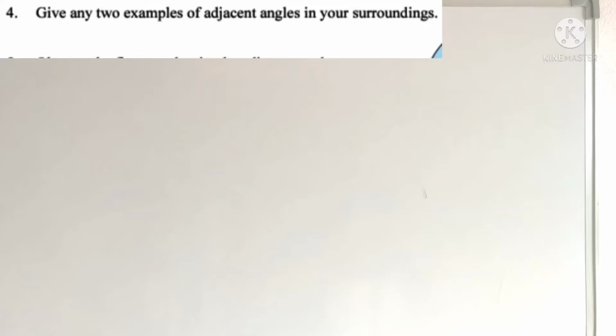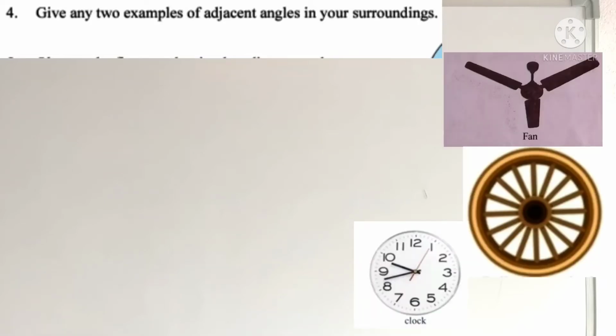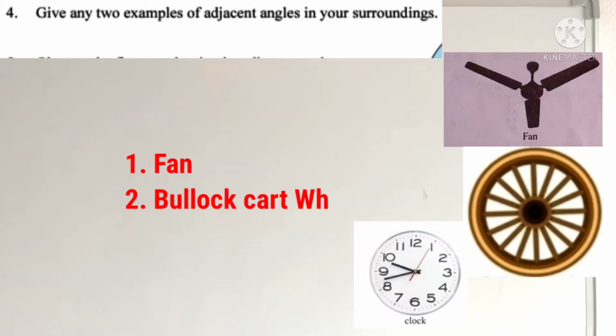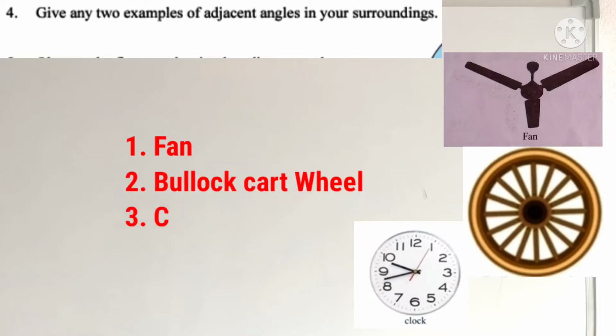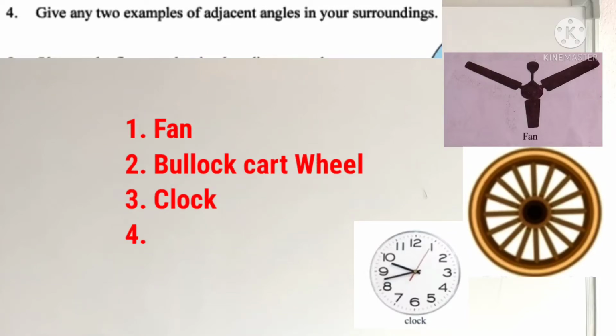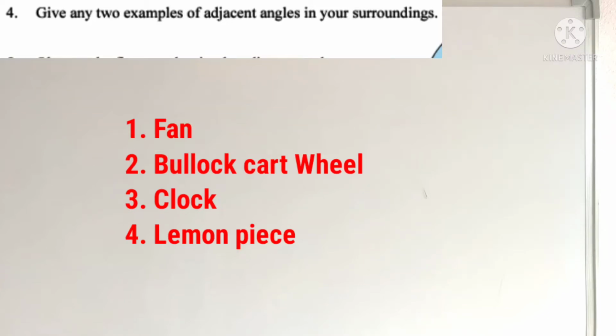Next, fourth problem. Give any two examples of adjacent angles in your surroundings. So just like in the introduction of adjacent angles, you can write many examples. Fan, bullock cart wheel, clock, and lemon piece. Okay. So like this, you can give examples to adjacent angles.